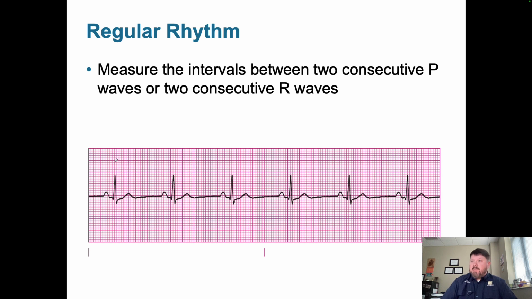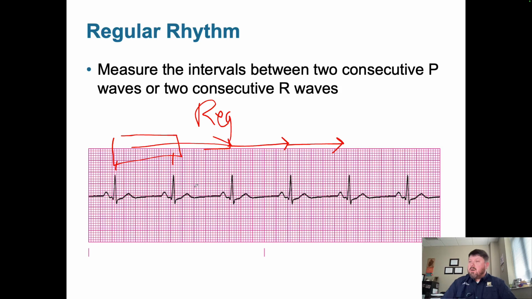So if I were to take a piece of paper and measure from this R to that R, I'd take that same piece of paper and I would measure over this R to that R, all the way across, and I would find that this is a regular rhythm because my R to R pattern stays exactly the same.